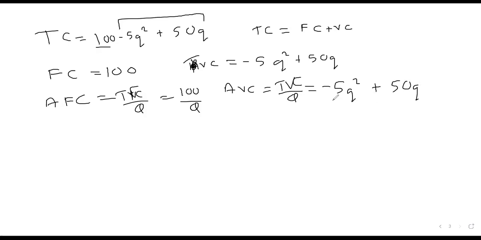So when you divide both sides by Q, we're going to have our average variable cost. So average variable cost will be minus 5Q, since one Q has cancelled, plus 50. Q cancels, you're just going to remain with the 50.